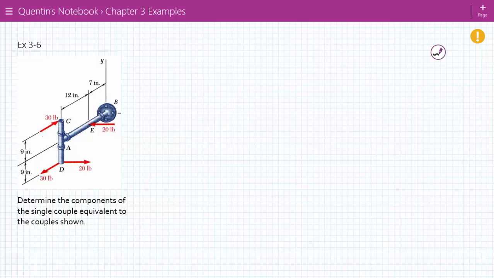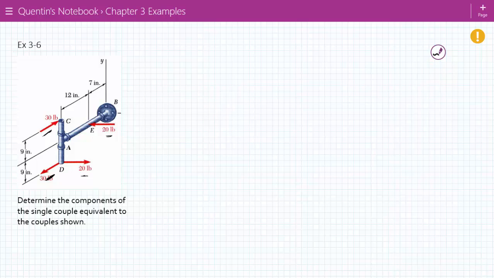Okay, so you'll notice this force and this force are clearly a couple. They're in equal and opposite directions at some distance apart. Same with this force and this force. So this is clearly two couples, and so we want to figure out what is the equivalent single couple for the system. So let's start with the 30-pound one.